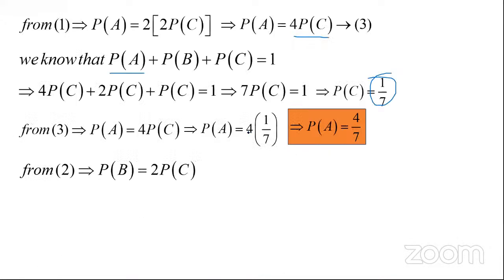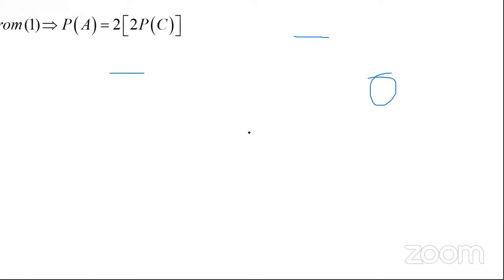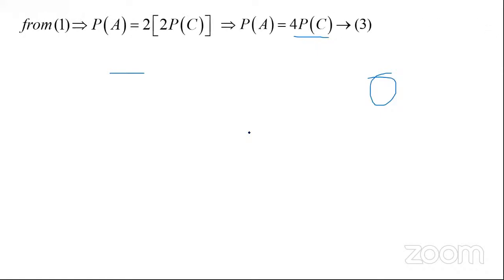So please observe once again this one. A, B, C are the answers in the respective events. Given P of A equal to P of B, this is the condition given. P of B equal to P of C, equation number 2. So we know that P of B value, substitute in equation number 1, then I will get P of A equal to 4 P of C.